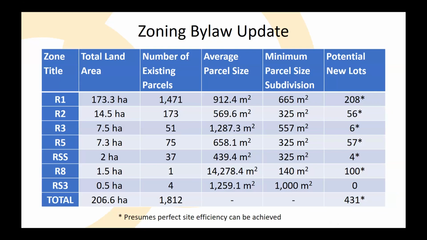Nevertheless, the calculation did show that there's current subdivision potential within the town for 431 new lots. I believe under the change in the proposed RS1 zone with 1,000 square meter minimum parcel size, that number reduces down to about 141 new parcels that can be created. And again, that 141 is qualified as well. That again presumes perfect site efficiency, so the number might actually be somewhat less.